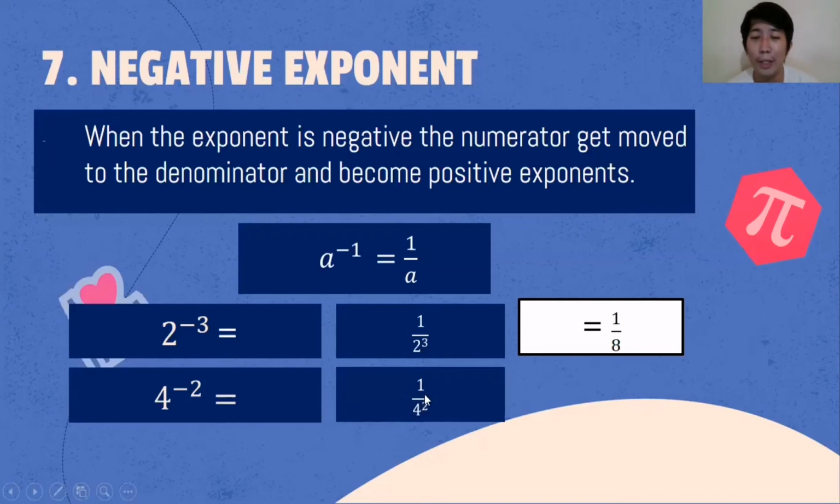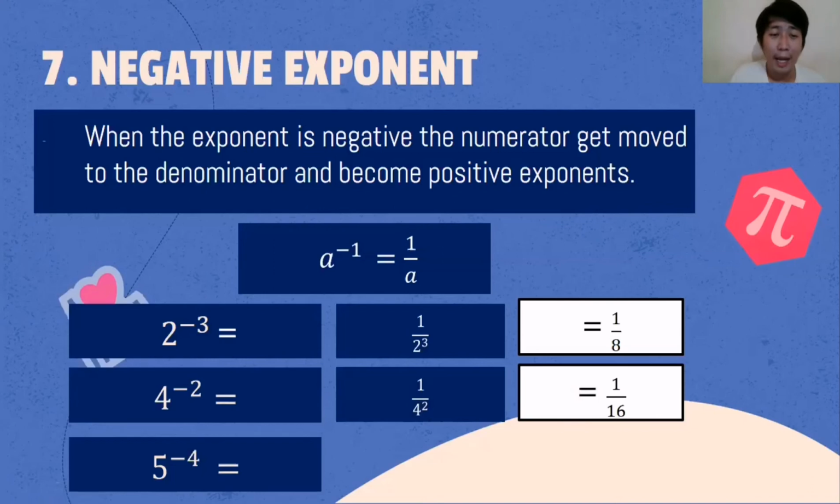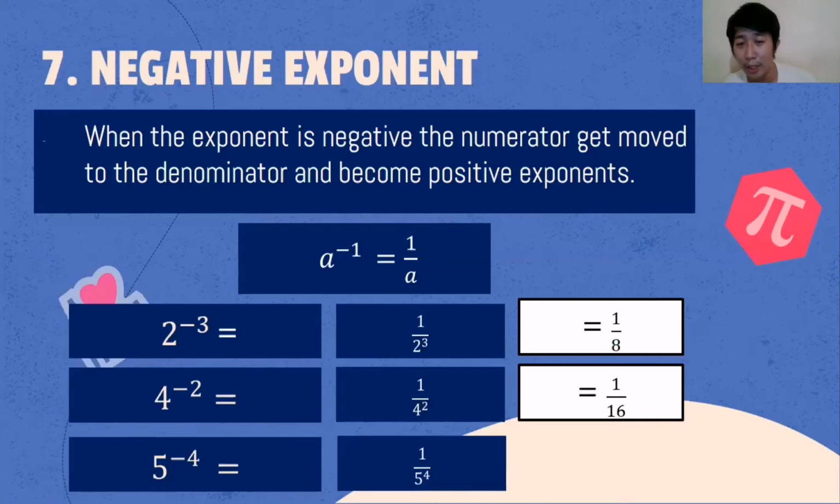That means 1 over 4 raised to 2 is 1 over 16. Very good. The last example, 5 raised to negative 4. In order for us to have a positive exponent, we need to bring down the 5 raised to negative 4 to the denominator. It will become 1 over 5 raised to 4.